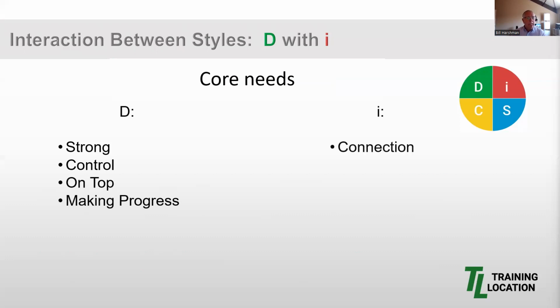Compare these with the core needs of an I. An I has a need for connection, and this may translate to responding negatively to a threat of this connection. They have a need for expression. They have a need for stimulation and a need to be wanted. Now we can see that if D's are interacting with an I, you can imagine how, let's say, the D's need for control meets up with the I's need for expression. This can present a challenge.